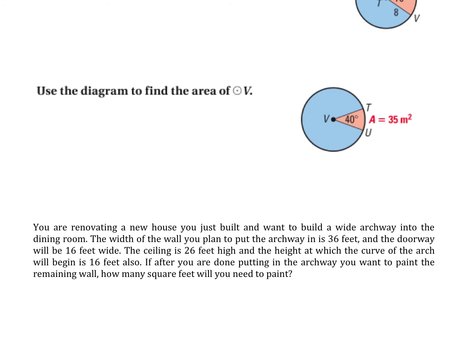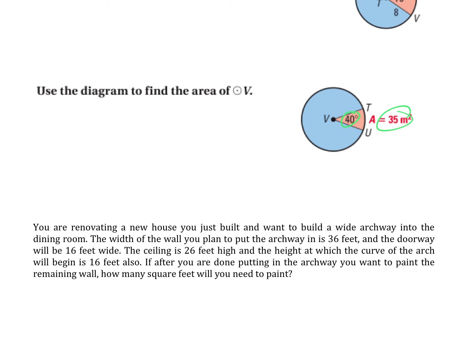And I encourage you, if you want to give it a shot on your own, to pause the video and see if you can figure out the answer to this, the area of the circle. But if you want to work it through with me, that's okay too. So here's what we have. It says, use the diagram to find the area of circle V. And what they give me is my central angle, right? My central angle being the 40 degrees. It gives me the area of the sector, and it's asking me to find the area of the circle.